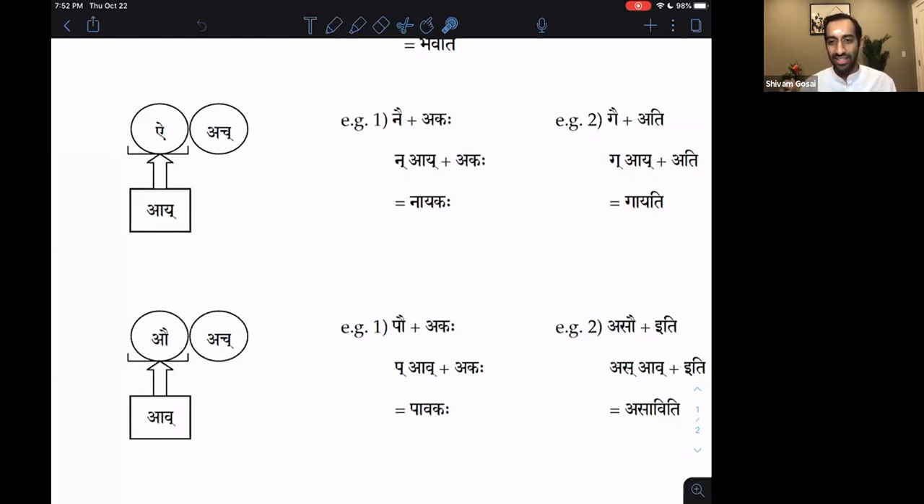Go plus ati, gayati, right? Because O is next to a vowel, so O gets replaced by av. I mean, sorry, not O. I is next to a vowel, so I gets replaced by ay. It sounds very similar too, right? So gayati, to sing.